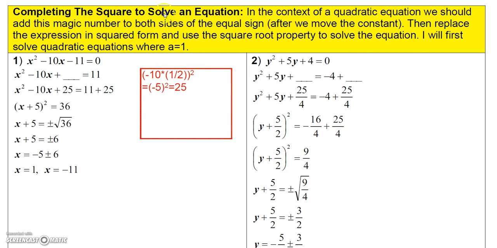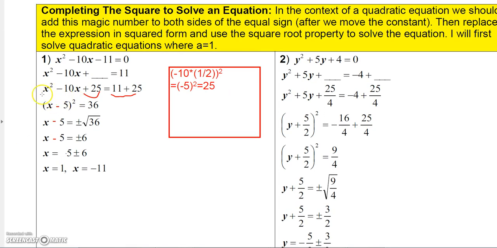So now I add the 25, but since this is an equation, I can't just add it to one side, I have to add it to both sides. So I add it to the left side and I add it to the right side as well. So I have 11 plus 25 here. Now, since this is a perfect square, I need to factor this. Oops, I got a typo in it, so let me fix this for you.